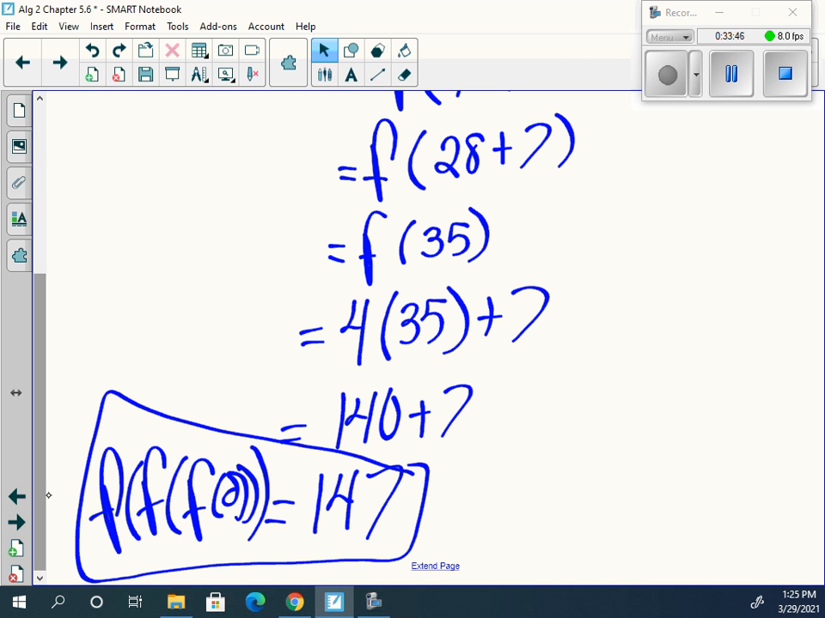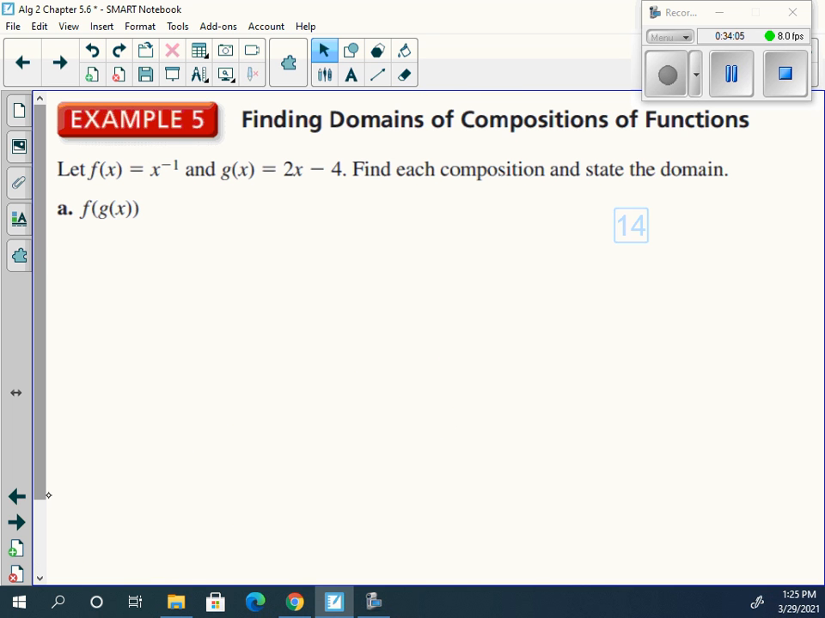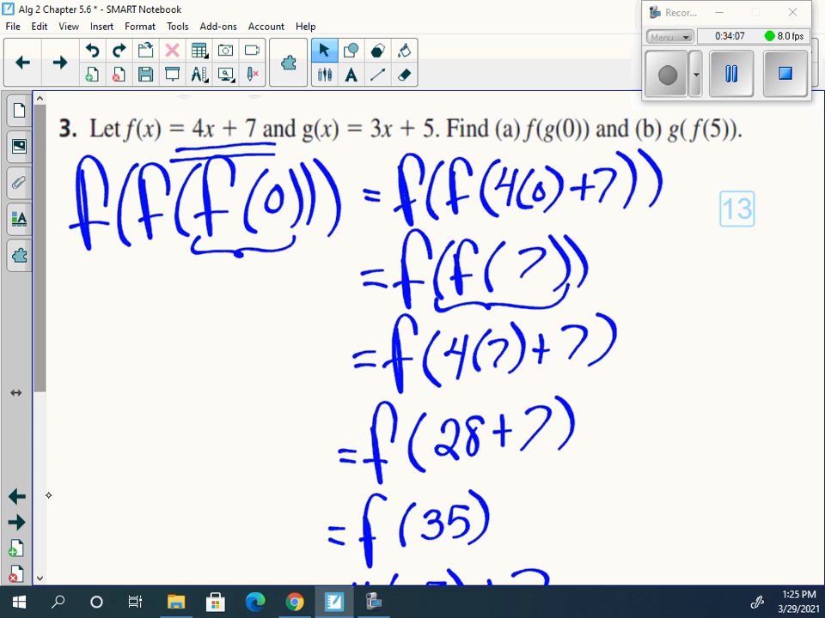So you got to see here, doing this multiple times really doesn't make it any harder. It just makes it a little more tedious. We just have to repeat the process every single time. We're always working from the inside out. So are there any questions on this here? And that's it.